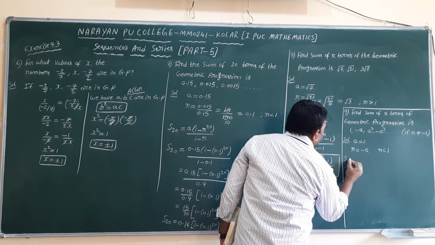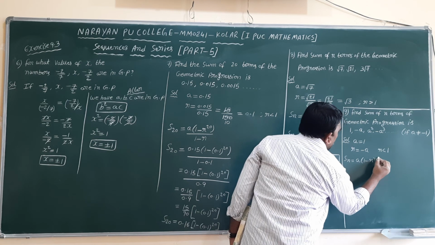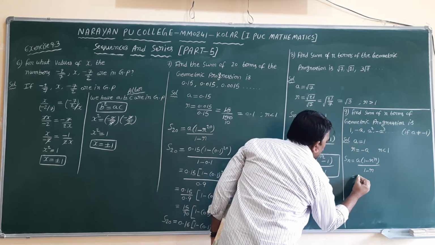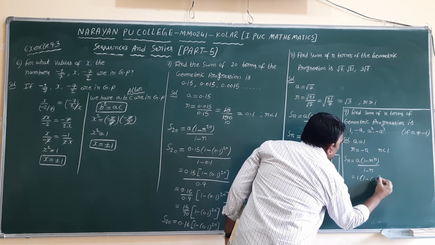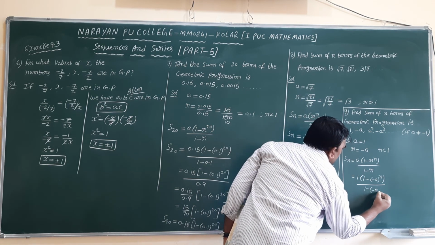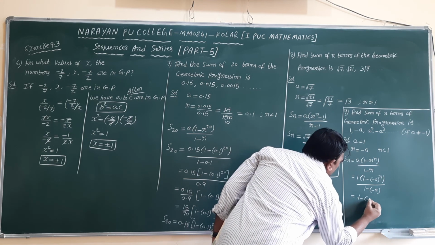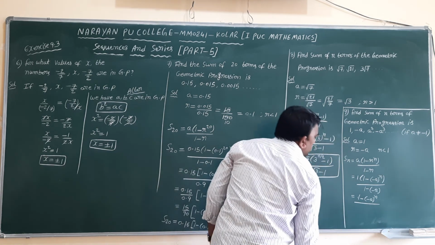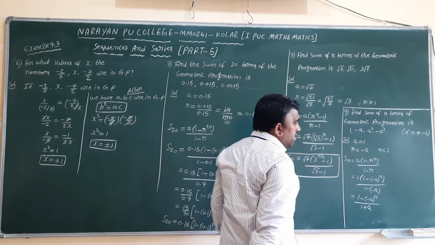So Sn formula: a into 1 minus r power n divided by 1 minus r. A value is 1 into 1 minus minus a whole power n divided by 1 minus r, which is minus a. So 1 minus minus a whole power n divided by 1 minus minus a, that is 1 plus a, that is Sn.